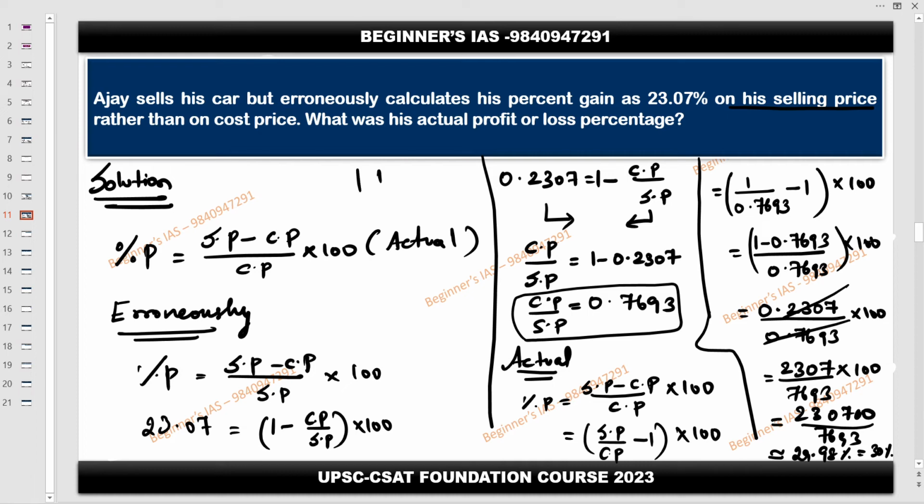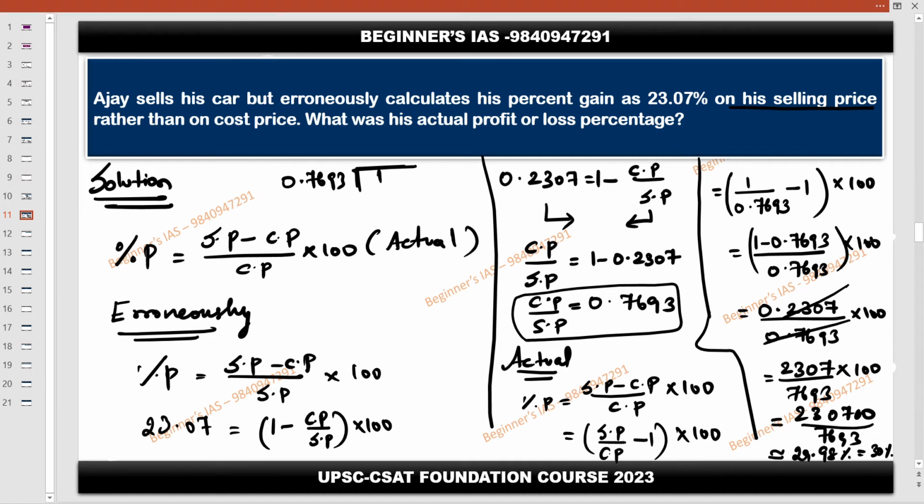Yes, sir. Even so, listen carefully. Suppose do this in your mobile calculator. 1 divided by 0.7693. That is 1.299.